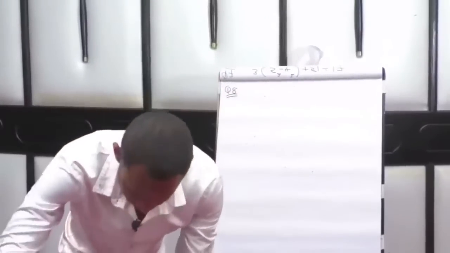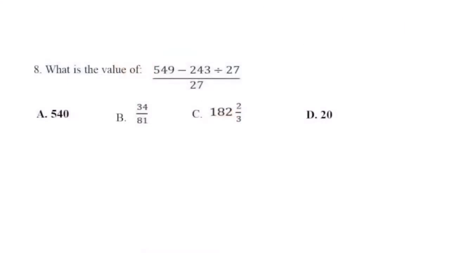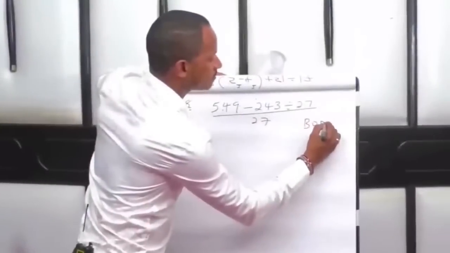Question 8. What is the value of 549 minus 243 divided by 27, then over or divide by 27? So this question, they want the value of this. Again, an application of BODMAS. So you write BODMAS.